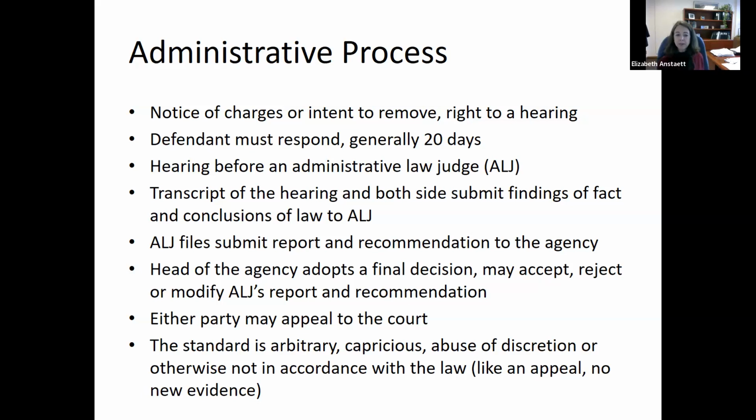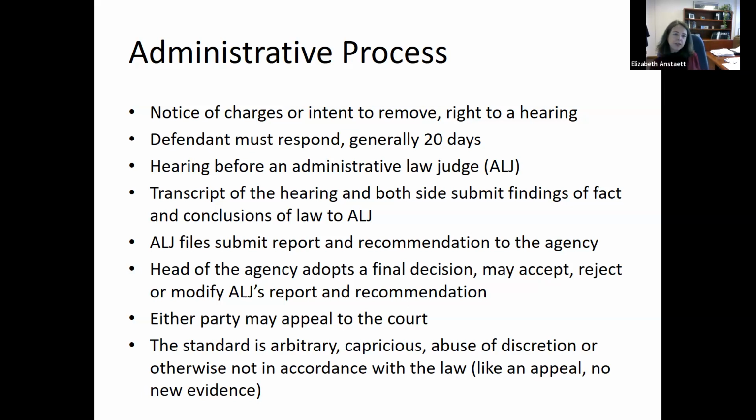But it is an arbitrary and capricious, abuse of discretion, or not in accordance with law standard. So it's basically at that point, when you appeal to a court, it's an appellate process. There is no new evidence permitted. That all has to be submitted at the administrative law judge hearing. And so it's not a great process to find yourself in, which may be why we see so many matters settled by consent orders, and so few actions going through this process.